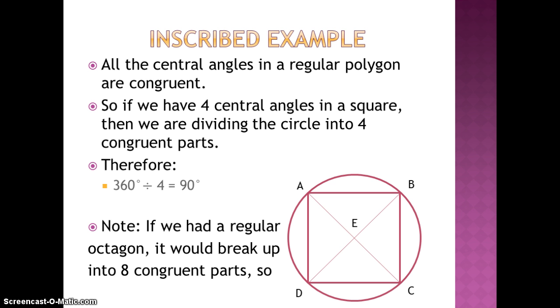So if we had a regular octagon, it would break up into 8 congruent parts, because an octagon has 8 sides. So we would have something like 360 degrees divided by 8 equals 45. So each central angle would be 45 degrees.